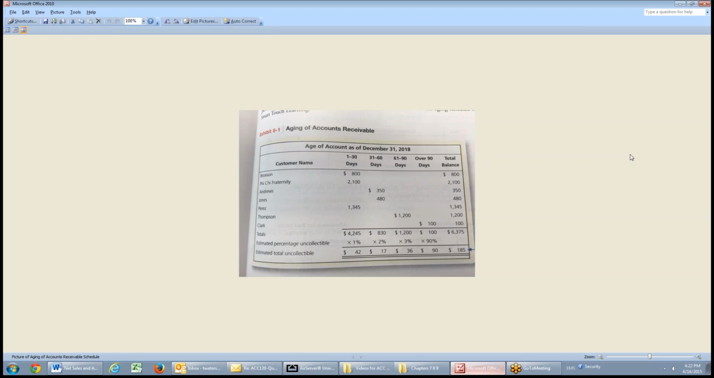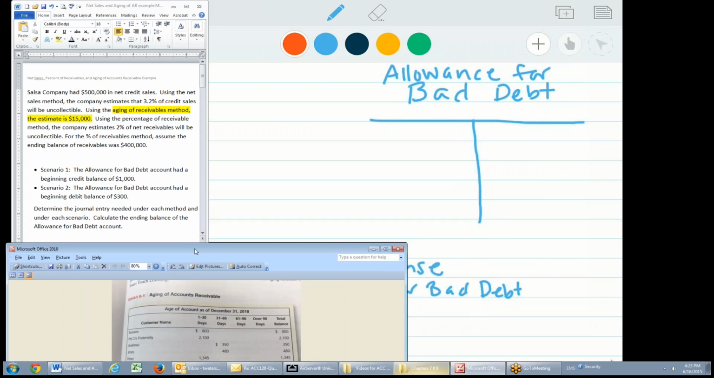In some of your homework problems, you may have to do an aging schedule, and that's how it would work. But what we're really concerned about is this final number. In this example, the total is 185 for all the different categories. That's how you would get your total of what you want the allowance account to be. So that's just an example of aging of receivables. It's an aging schedule, we would call it.